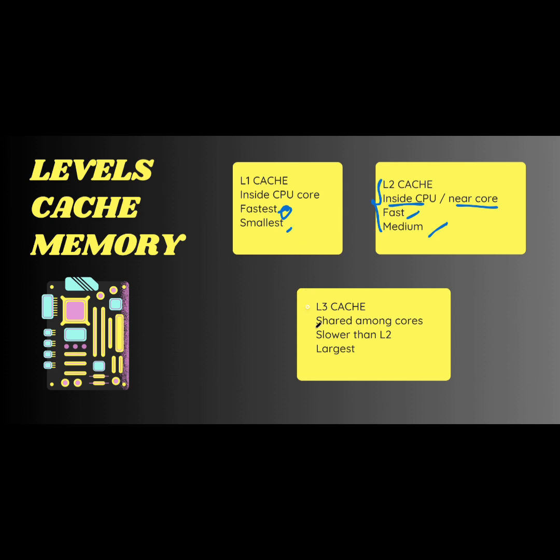Next, L3 cache. L3 cache is a shared memory among cores, slower than L2. L1 is the fastest cache and L2 is fast, though not as fast as L1, but L3 cache is slower than L2. But its size is the largest of all three caches.